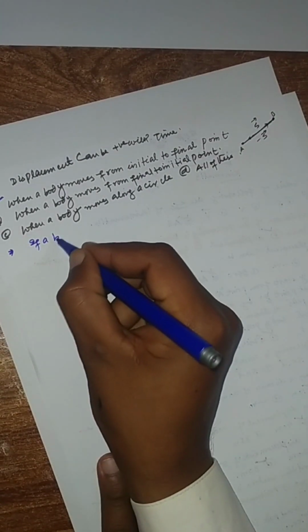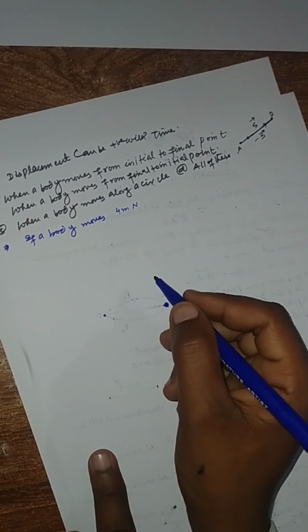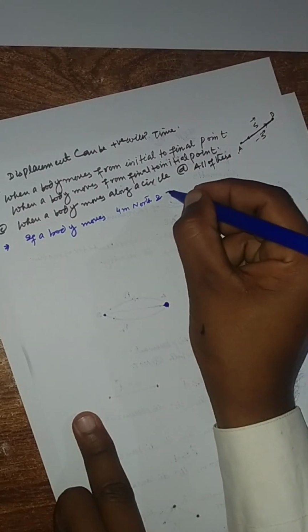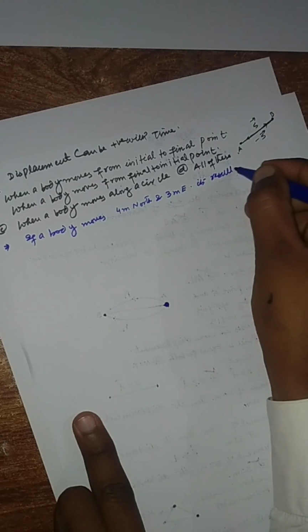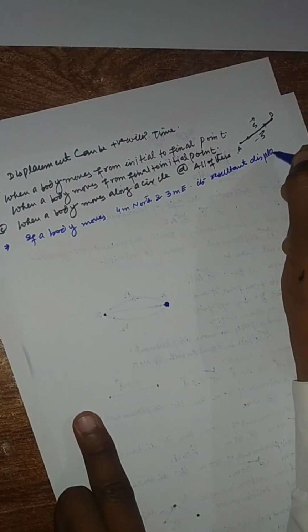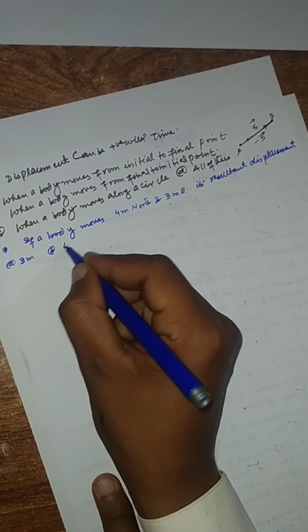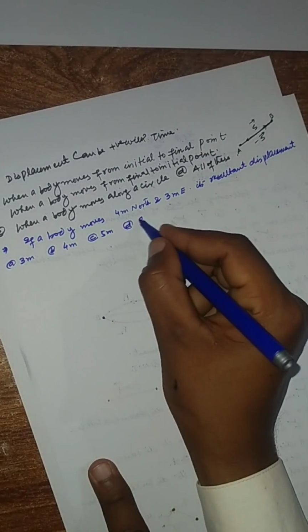If a body moves 4 meters towards north and 3 meters towards east, then its resultant or net displacement from origin is, let's say, 3 meter, 4 meter, 5 meter, or option D is 8 meter. So what will be the correct answer?